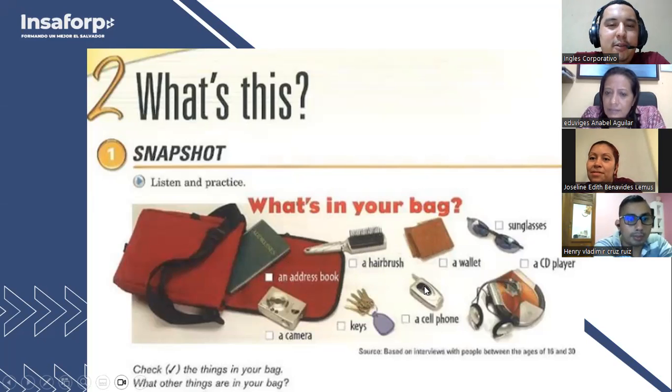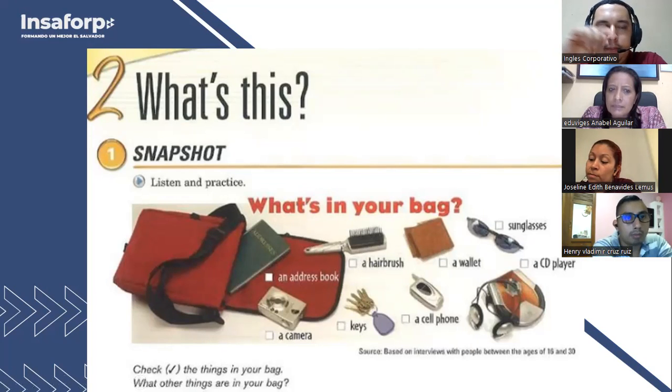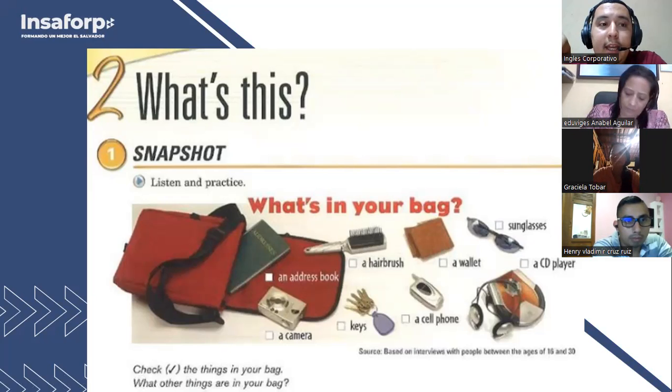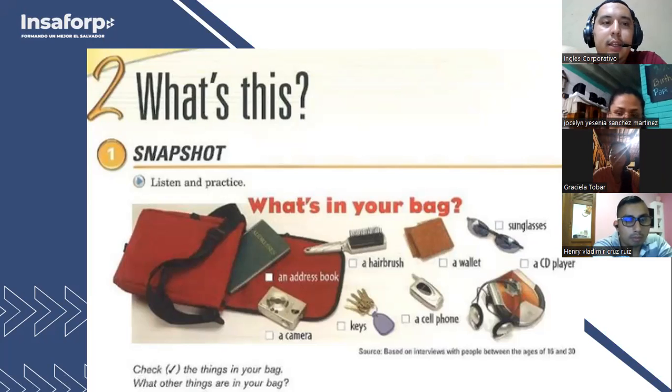Okay, this is what is in your bag. Okay, guys, here we have a little example. What can we say about today's topic in Spanish? What's this? How can we translate this into Spanish? ¿Qué es eso? ¿O qué es esto? In informal Spanish, the two options might be acceptable, right? What's this? That might be acceptable.